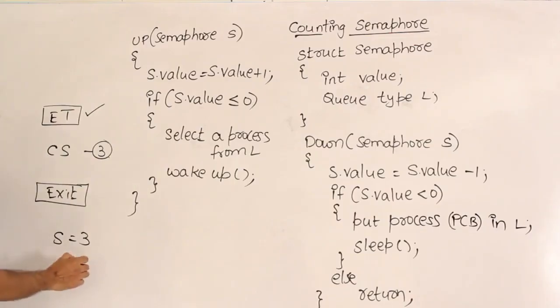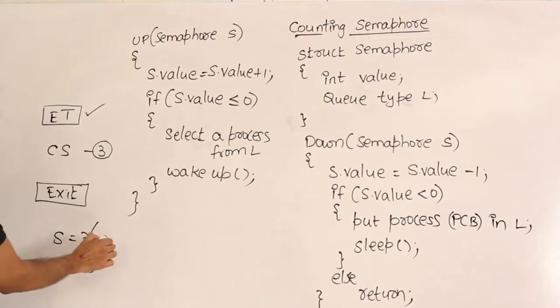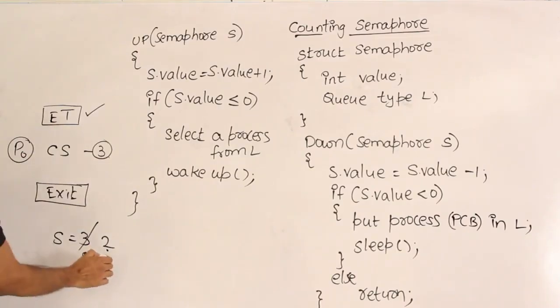So let us say P0 has first come and it wants to enter the critical section. Then P0 will decrement it. Now the value of the counting semaphore is 2. It means that P0 has made the value 2 and still it is a positive number, so P0 will enter it. So how many more processes can enter now? 2 more processes.